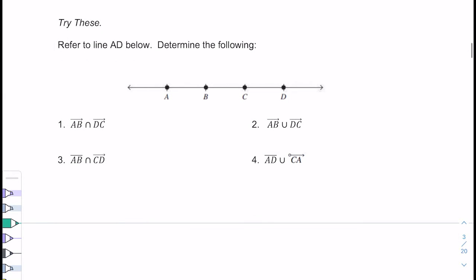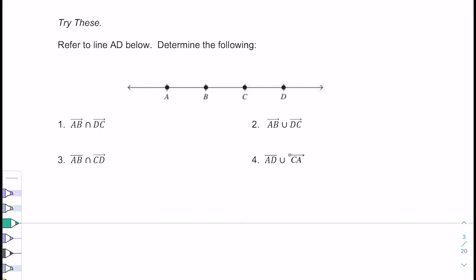Pause the video and try numbers 1 to 4 on your own, and then you can unpause it and check your answers. So here we're looking at line AD, and we're answering the 4 questions. The first one says, ray AB intersects ray DC.